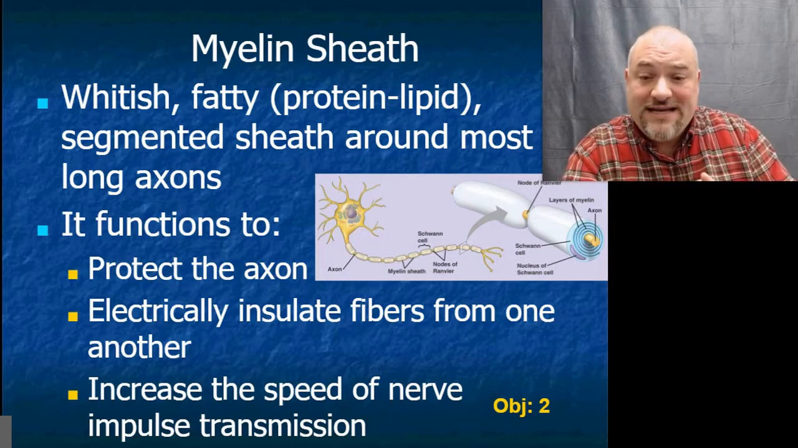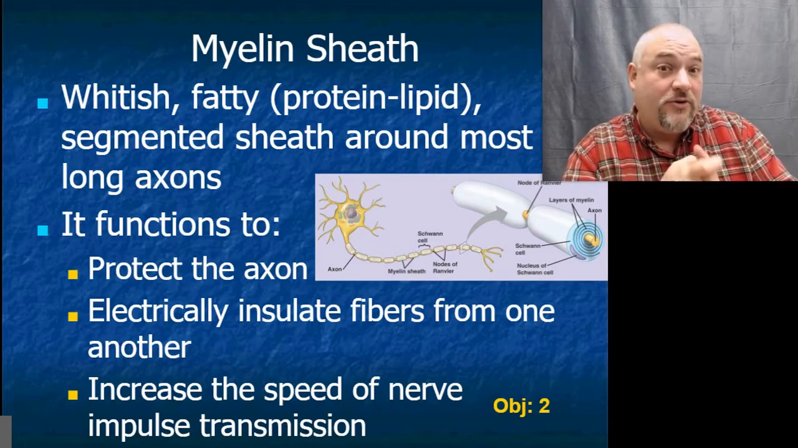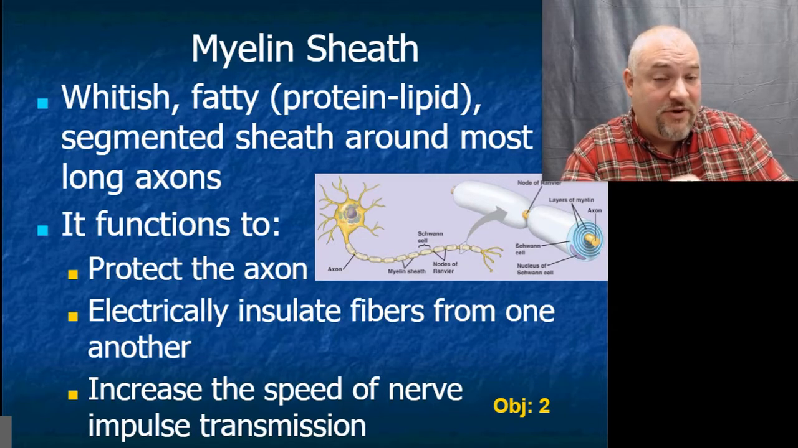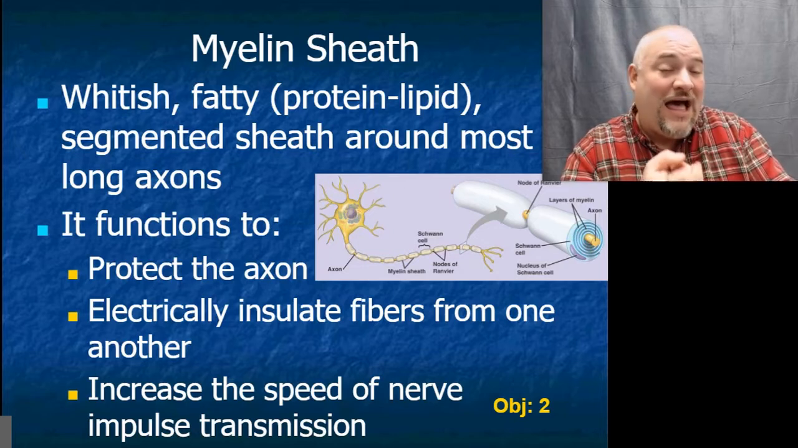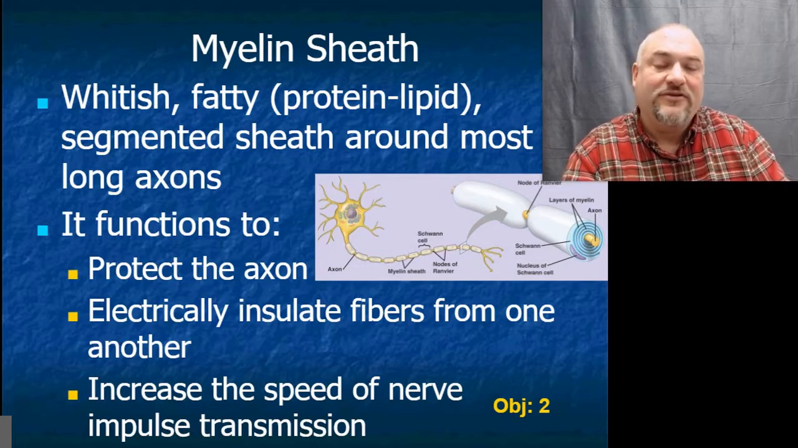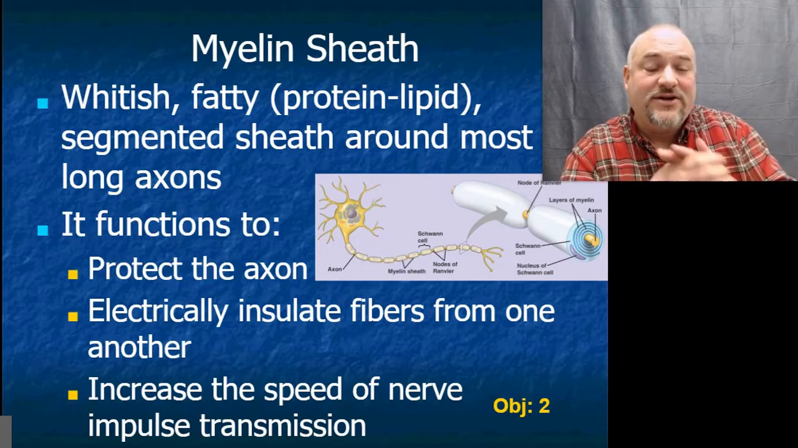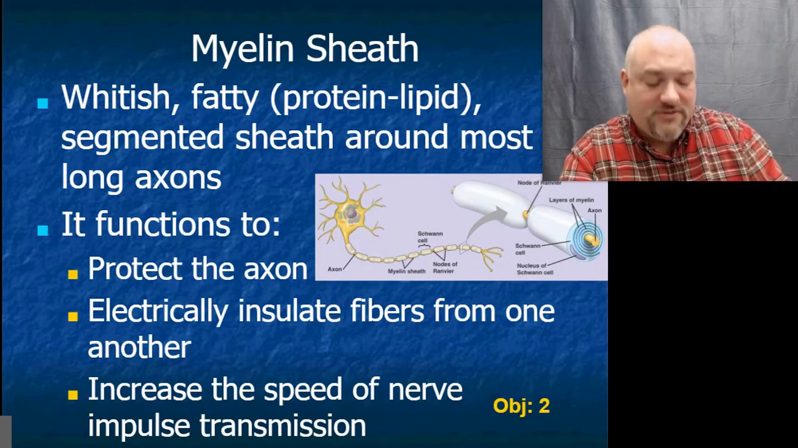And the thing we're going to focus on is that it increases the speed of nerve impulse transmission. Critically important. You can tell a lot about the function of a particular nerve by whether it's myelinated or not. We'll talk about how it's able to do that when we talk about how nerves send signals in the first place. That'll be in a later one, but it does increase the speed of signal transmission.